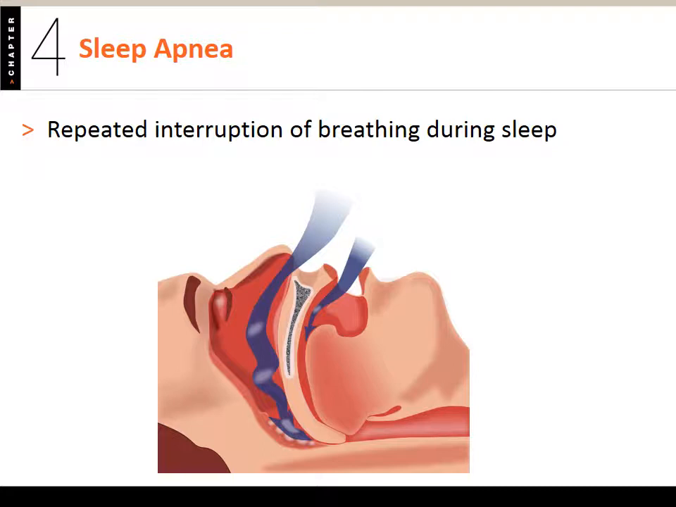And there's two factors to sleep apnea. Factor number one is your tongue collapses back and blocks off the airway, and you can see that in the picture. That's one of the factors to sleep apnea. The other factor is you just stop breathing.